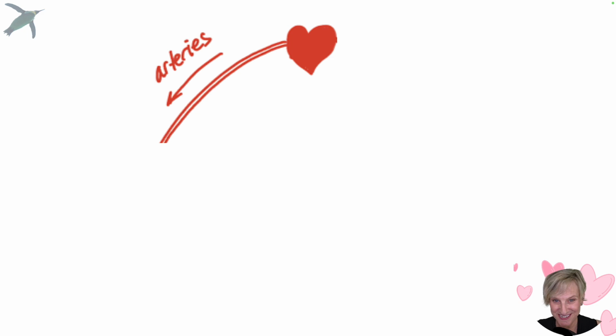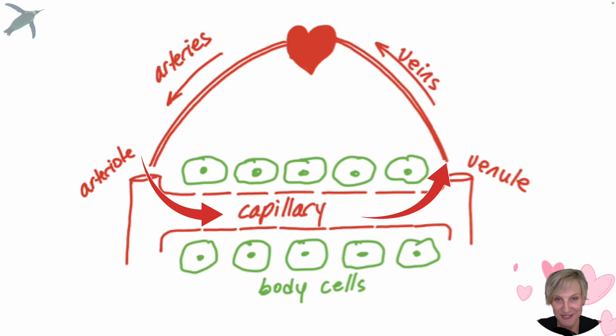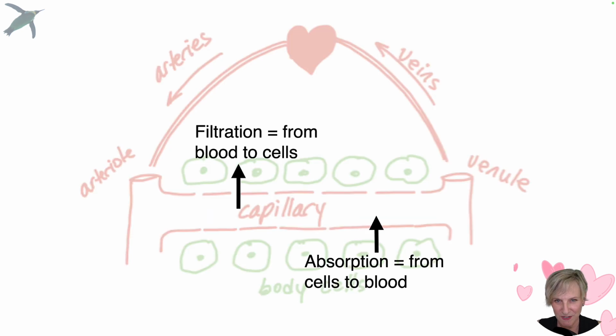Okay, let's do this. From the heart, we have blood moving through arteries, into arterioles, and into capillaries, which are servicing the cells of the body. The blood will then return via venules and finally veins back to the heart. What we're trying to do is figure out what drives filtration from the blood to the cells and what drives absorption from the cells to the blood. In other words, what determines which direction the material is going to go.